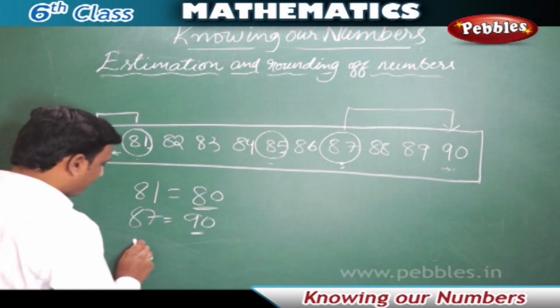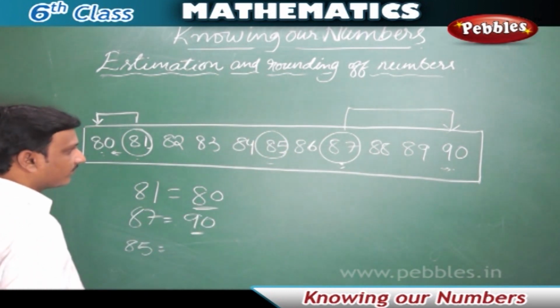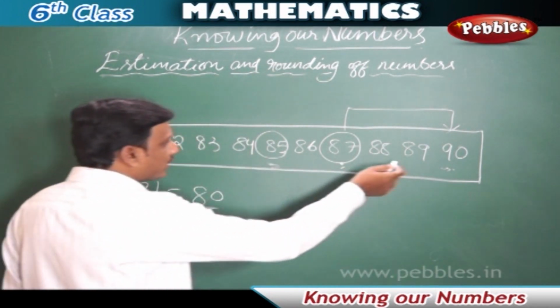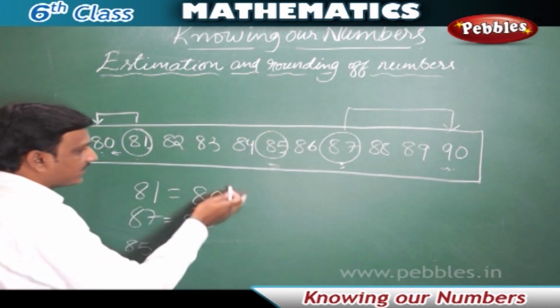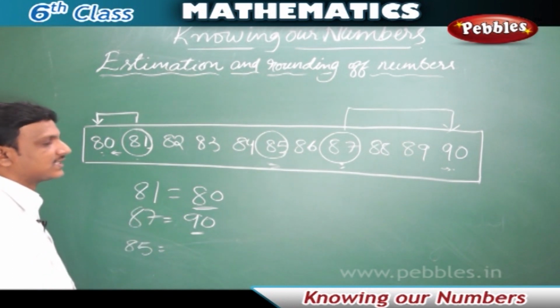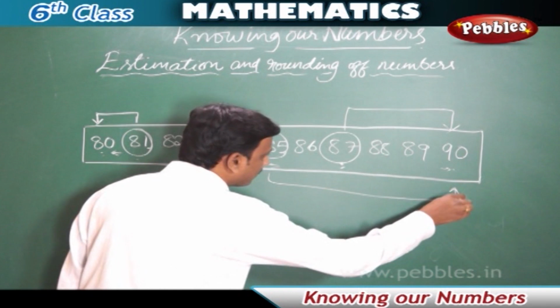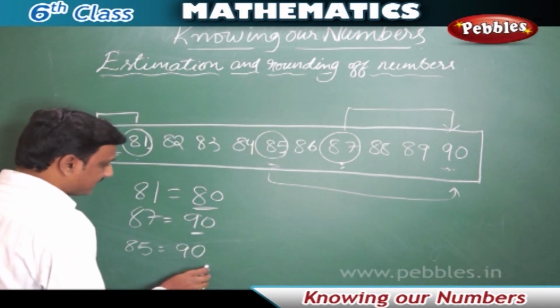Now come to 85. 85 is in between. It can be rounded off to 80 or it can be rounded off to 90 because it is in the center position, at equal distance from both the tens positions. But generally 85 will be rounded up to 90 only.